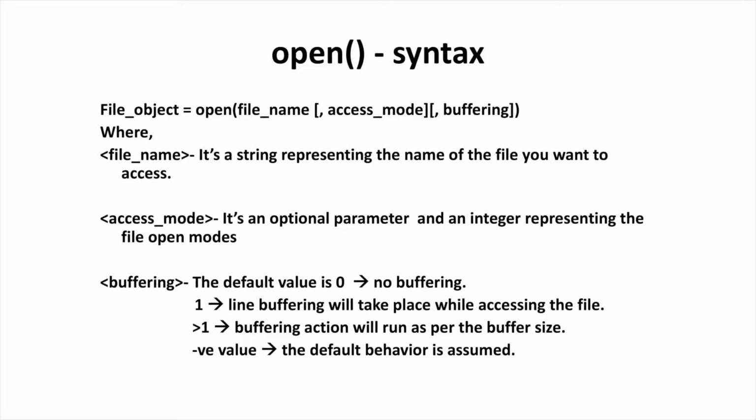Then the third argument, which is again an optional argument, is buffering. The default value is 0, which means no buffering. If it is 1, that indicates line buffering will take place while accessing the file. If its value is greater than 1, then it means buffering action will run as per the buffer size. A negative value for the buffering option indicates that the default behavior is assumed.